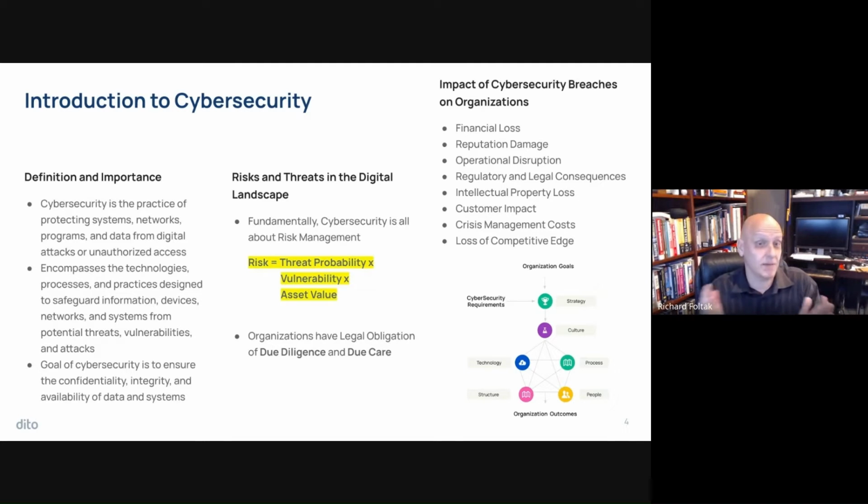And it's really a mathematical equation. What's the threat probability of something bad happening, based on the vulnerability of my system? And also, what is the value of that asset that I'm protecting? And I want to be very clear about this. There is no point whatsoever to spend $1,000 to protect a $20 bill.